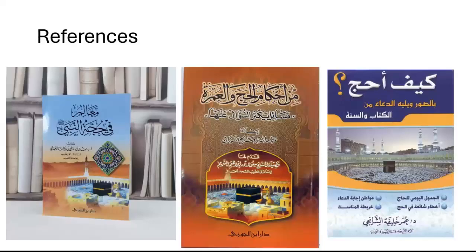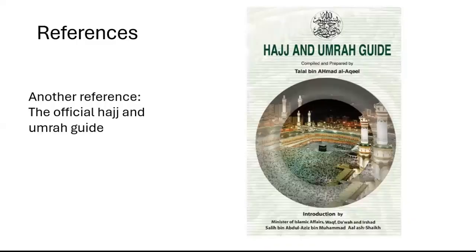We have some references. These are some good books. Kaifa Hajj, it's a good one by Dr. Shayaji. And then we have another one by Sheikh Fawzan. And then another one on the Hajj of the Prophet. These are some good references. And then for the English one, we have this official Hajj and Umrah guide, also a very good one. Inshallah, I will send this lecture together with this Hajj and Umrah guide to the administrator to send for you, inshallah.